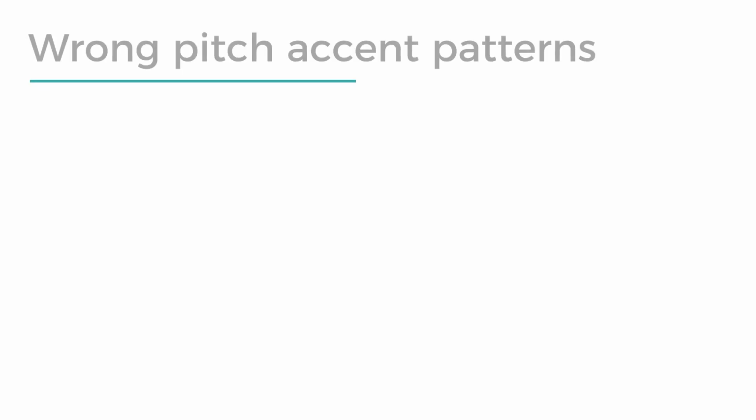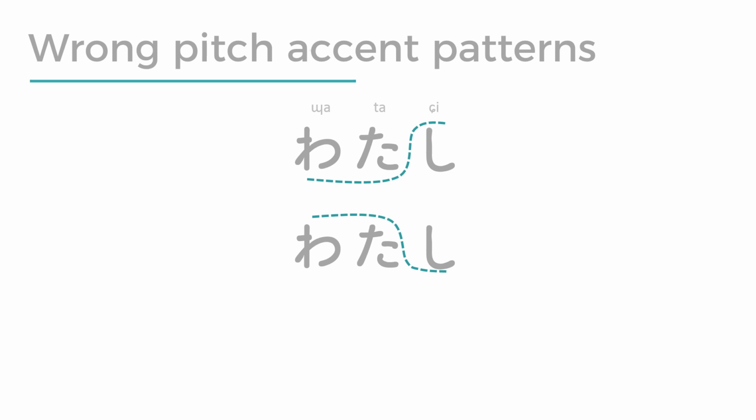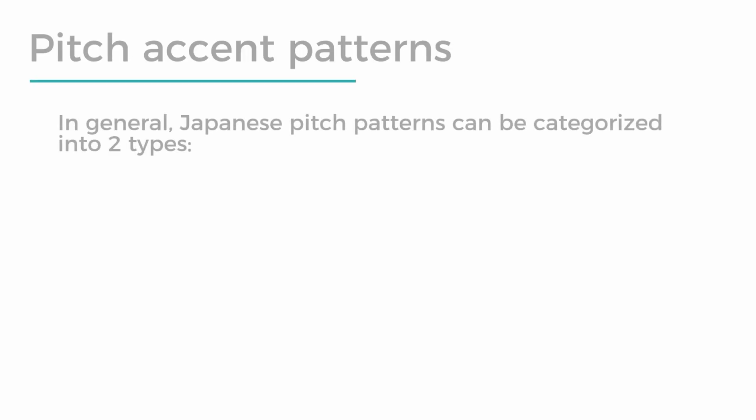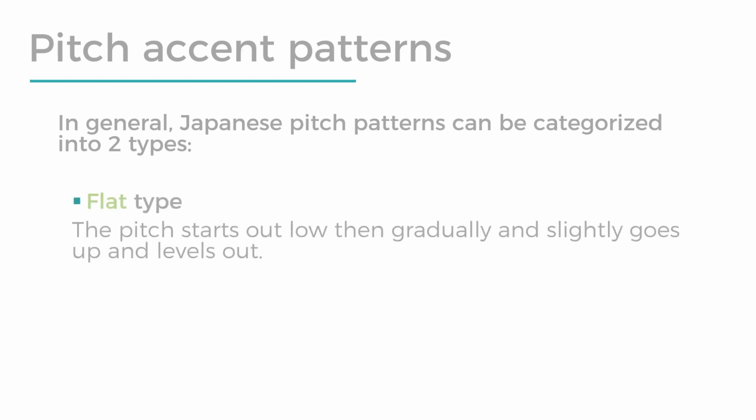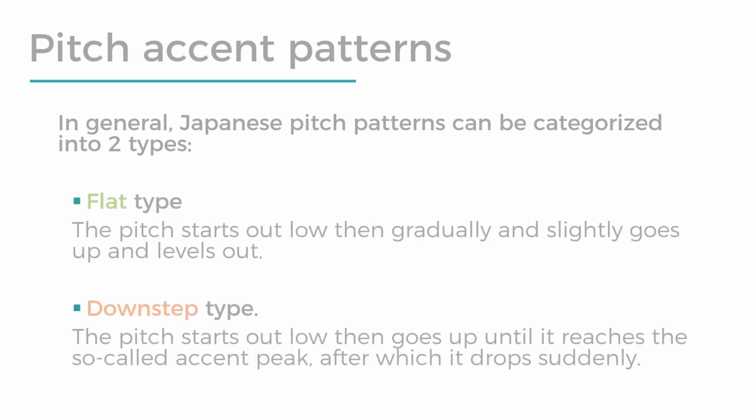So according to these rules, there's no patterns like watashi or watashi or watashi. These patterns don't exist in Tokyo dialect. In general, Japanese speech patterns can be categorized into 2 types. Number 1, flat type. Number 2, downstep type.